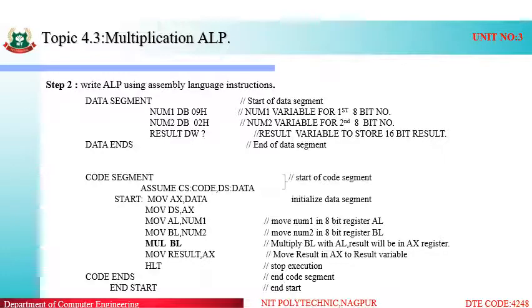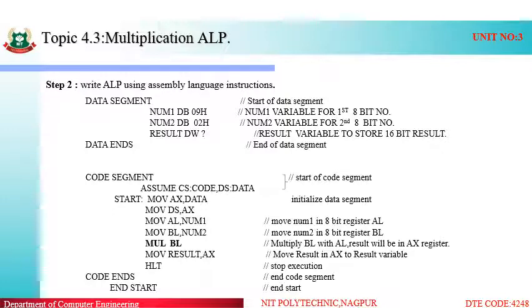So here we have defined a data segment. In data segment we have taken two variables, num1 and num2. You can take this variable as anything like x, y, a, b. So num1 is the first number, 8-bit number we have to perform, therefore we have defined the data type as db. db means define byte, that is 8-bit number, and it is of 8 bits, therefore 2 hexadecimal digits.